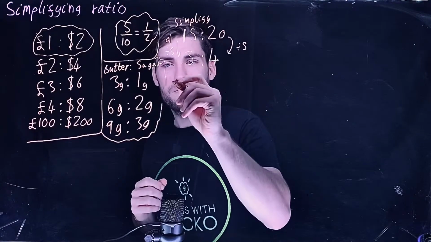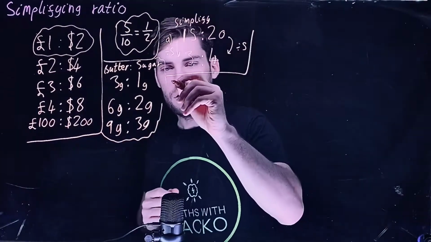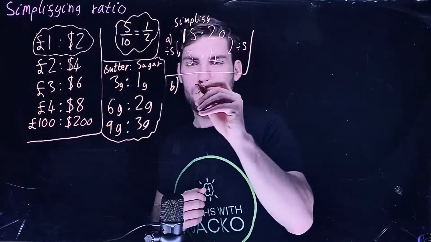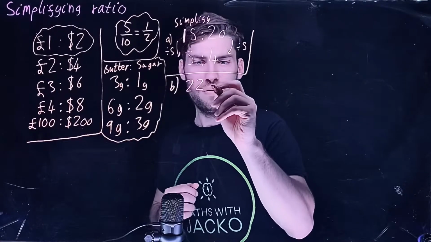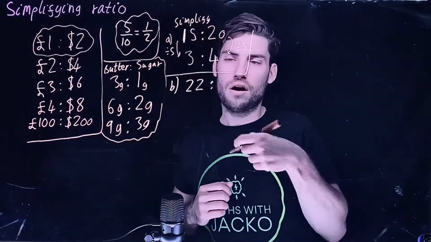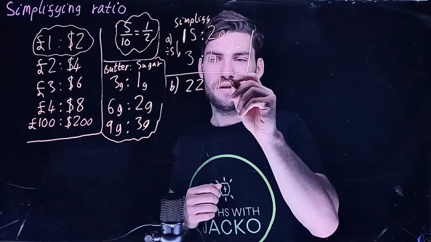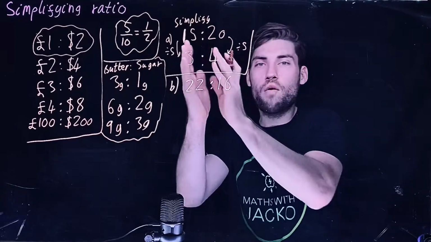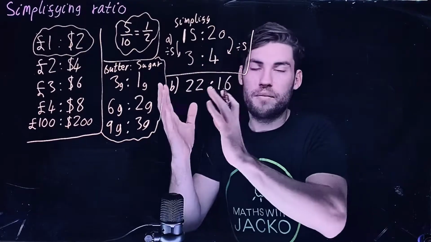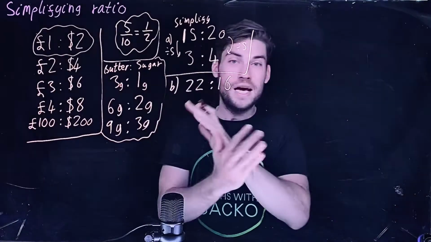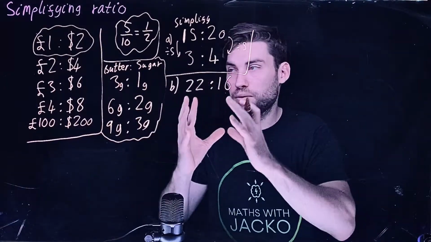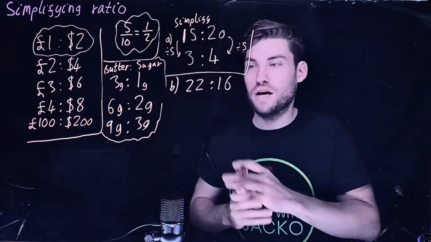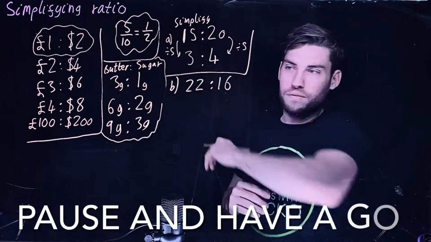Right, so that's A. Let's do another one, let's do B. So let's say you've got 22 to 16. Yeah, it's not always the smallest number to the biggest number, or the biggest number to the smallest number. It can be either way around. It's important we expose and see it in different ways, okay? So pause the video, have a go.